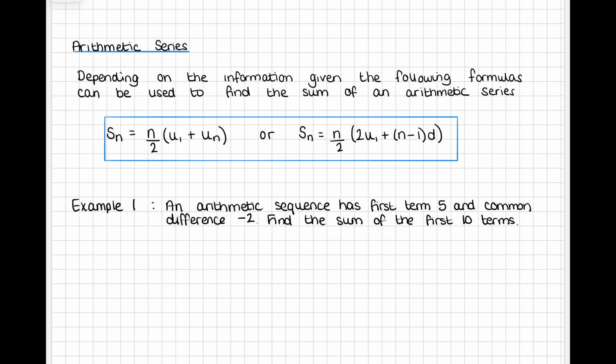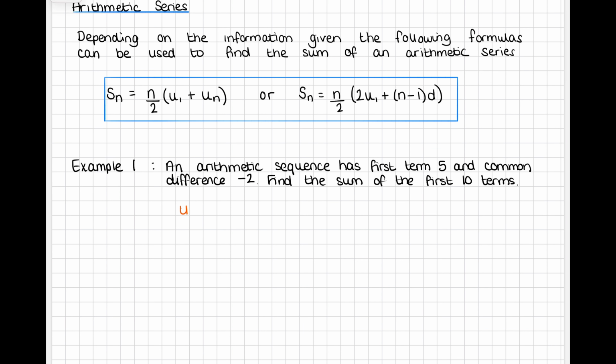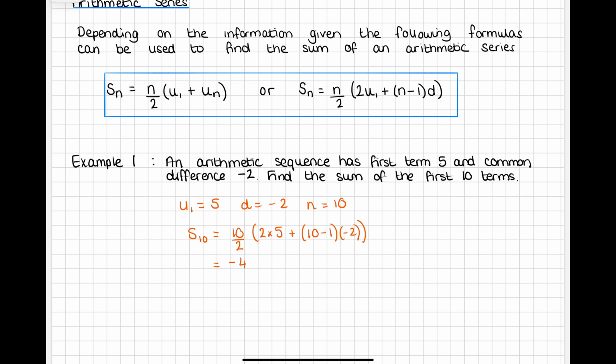So the first one, an arithmetic sequence has first term 5 and common difference -2. Find the sum of the first 10 terms. So here we have that u1 is 5, and we know that d equals -2, and the first 10 terms, so n would equal 10. With that information, it would make sense to use the second formula because we've got all those parts of the information. So we're wanting to work out what is S10, and our n is 10, so we'll have 10 over 2, bracket 2 times u1, so it'll be 2 times 5, plus, open bracket again, n minus 1, so 10 minus 1 multiplied by our common difference, which is -2. Just put that straight into your calculator and we will get an answer of -40. So that is the sum of the first 10 terms of this sequence.